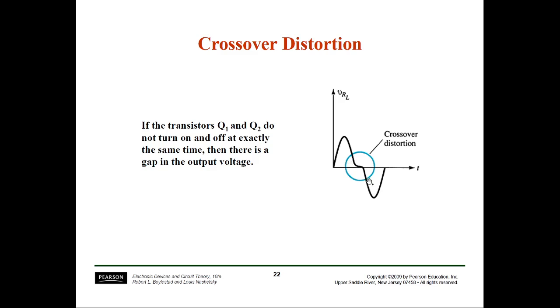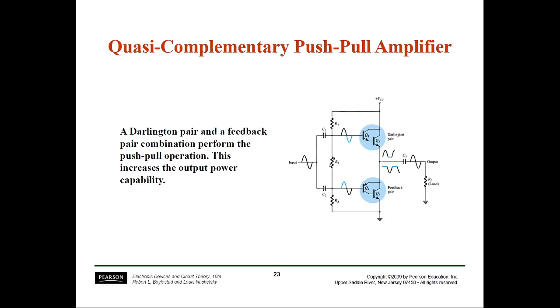In the transit time, you will find a gap here, shown by the circle. This is the crossover distortion. To avoid that, we are using the Darlington pair, which is the quasi-complementary push-pull amplifier. So here the Darlington pair is used.